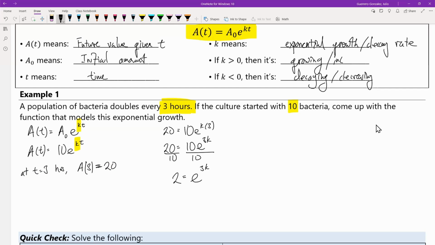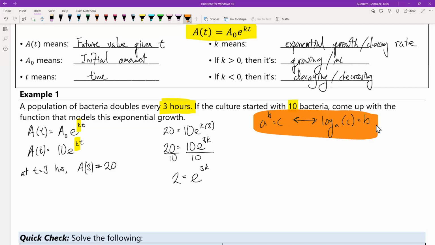Here's where we're going to have to use our almighty boomstick. So a to the b is equal to c is equivalent in logarithmic form to log base a of c is equal to b. This is the thing that we're going to use again.